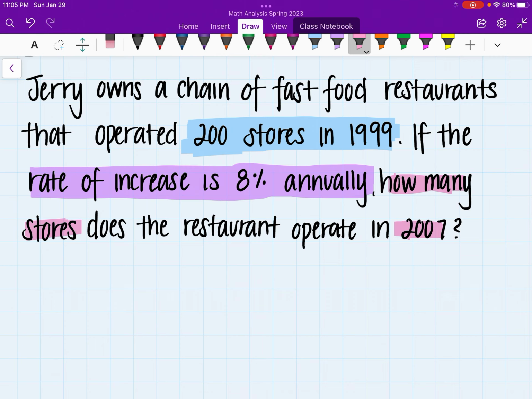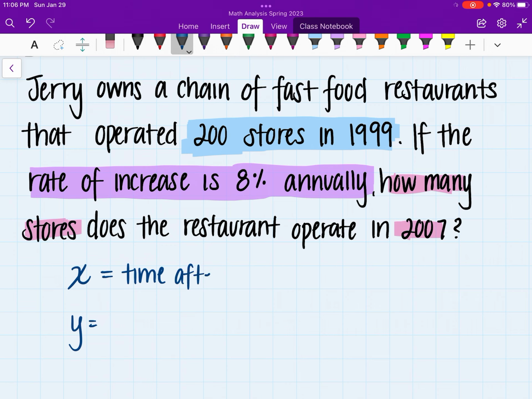In this case, we actually want to go ahead and create an equation that basically shows us how many stores he has by the time of 2007 using the rate of increase that they have. So first off, I want to go ahead and actually label our X and Y. X in this case is actually going to be representing time for us. And in this case, that's the time after 1999.